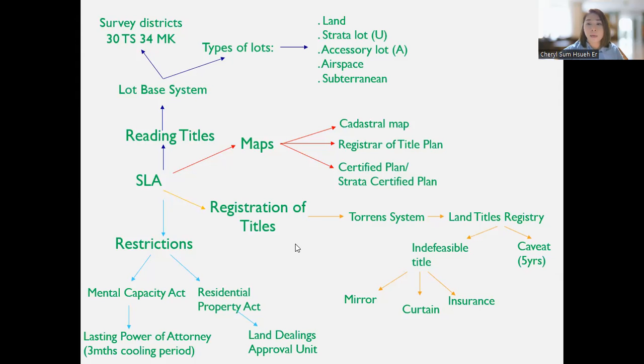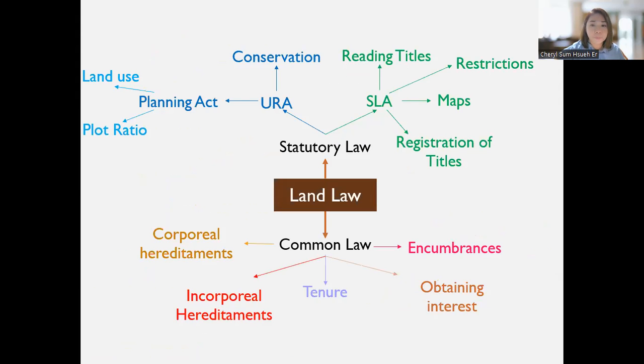Okay, so this is my mind map. Of course, like I mentioned, you can expand it more. You can actually write in your own words as well. These are some of the keywords that I've picked up as well. Now, moving on, let's go on to common law then, starting off with corporeal hereditament.